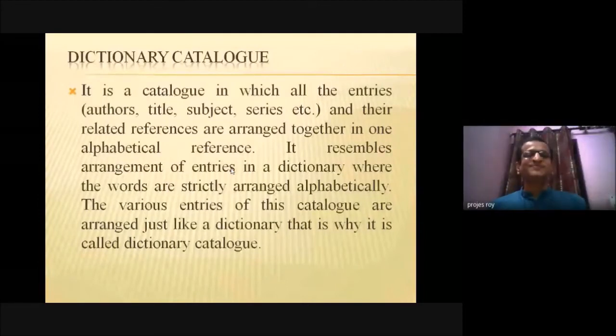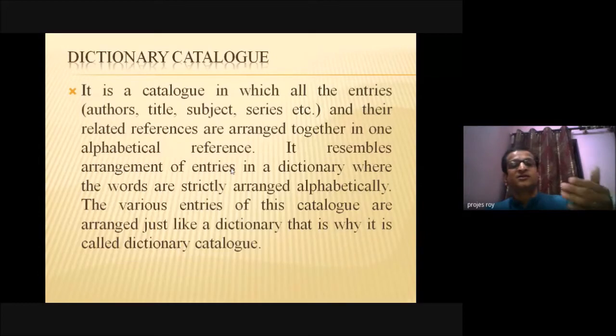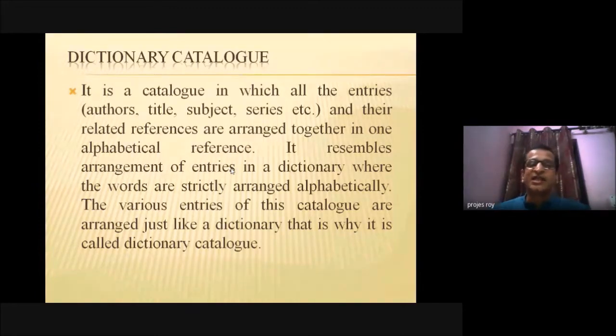Okay. Now coming to the dictionary catalog, it is a catalog in which all entries, author, title, subject, series, etc., and their related references are arranged together in one alphabetical order. It resembles the arrangement of the entries in a dictionary where the words are strictly arranged alphabetically. The various entries of the catalog are arranged just like a dictionary, and that is why it is called a dictionary catalog.